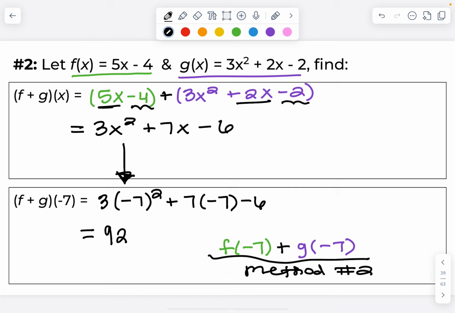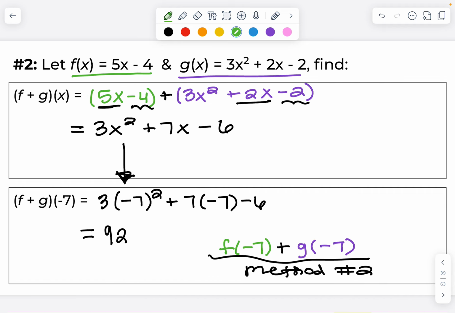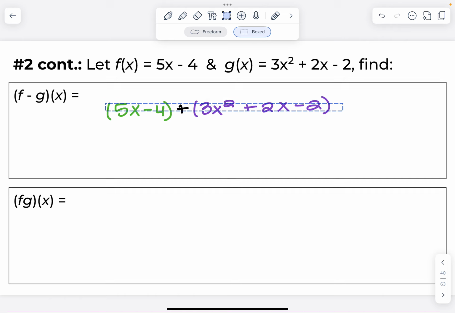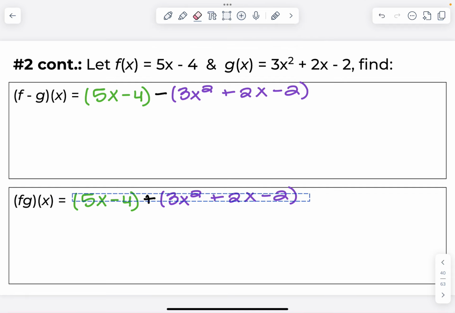So let's look at the same two functions. We are going to look at f minus g and f times g. I'm going to grab this again, copy and paste to make my life easier. Make that subtraction. All right, and then we'll go ahead and look at both of these at the same time.